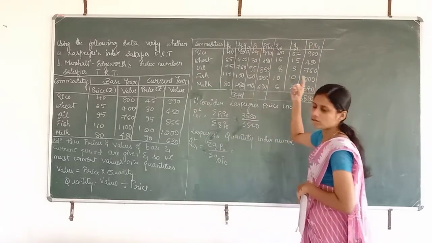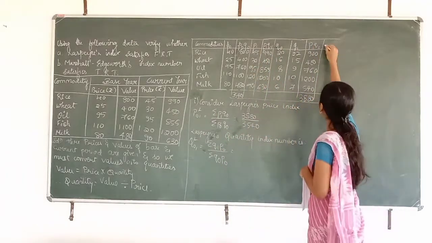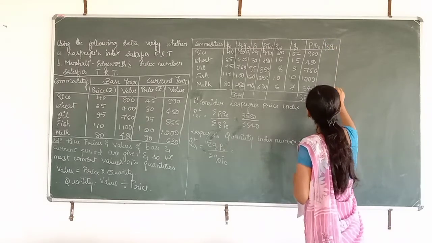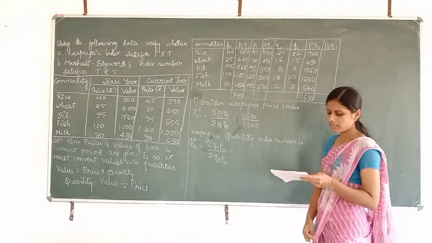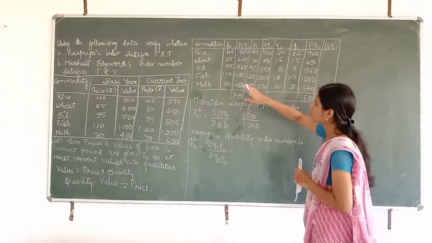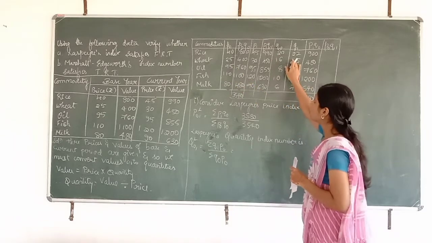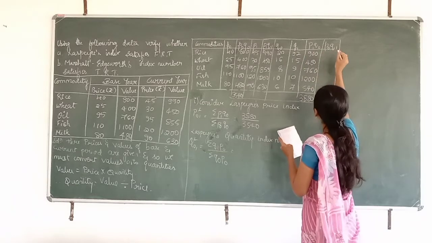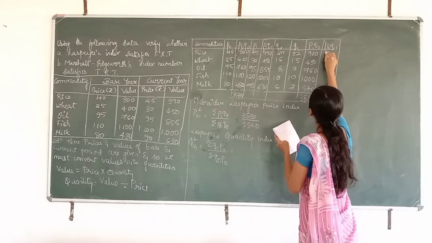Q1 P0 is not calculated, so we have to calculate P0 Q1. P0 Q1 should be calculated. So how to calculate P0 Q1? We are going to multiply the P0 column with the Q1 column. So 40 into 22, it is 880.